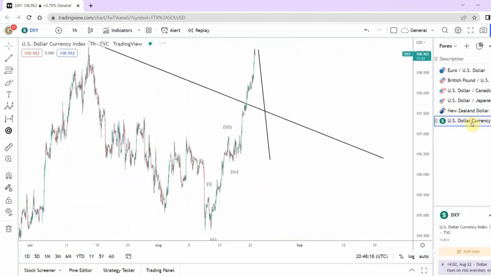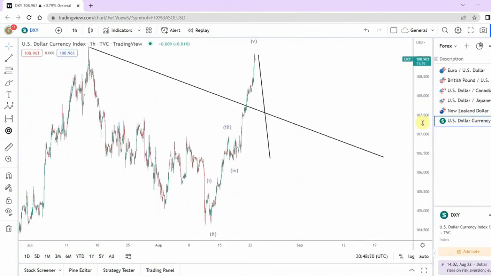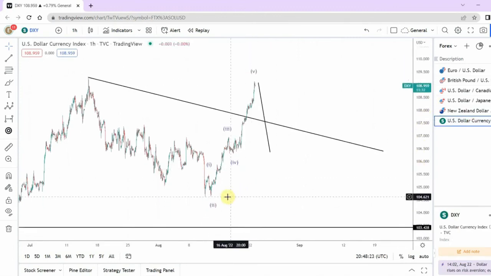US dollar itself is showing an impulsive behavior on the upside right here. Once again, I'm labeling this as wave 2, and wave 2 has not gone beyond the starting point of wave 1. So I'm clearly considering it as wave 1 and 2. We have a sharper wave 3 and wave 4, and then we have wave 5. Right now, we cannot see much of a division within wave 5 right over here.